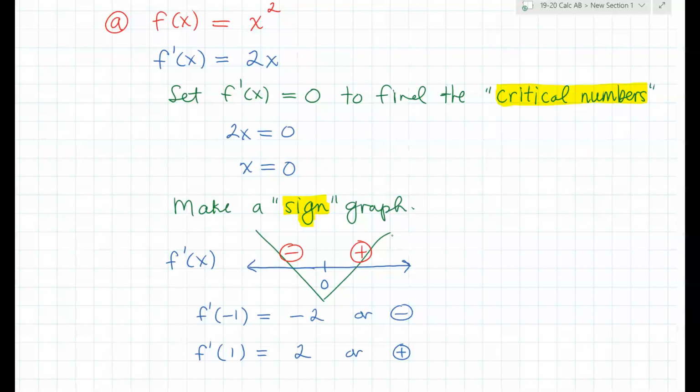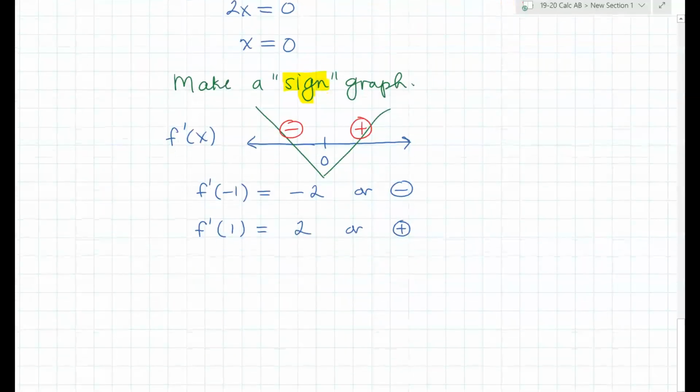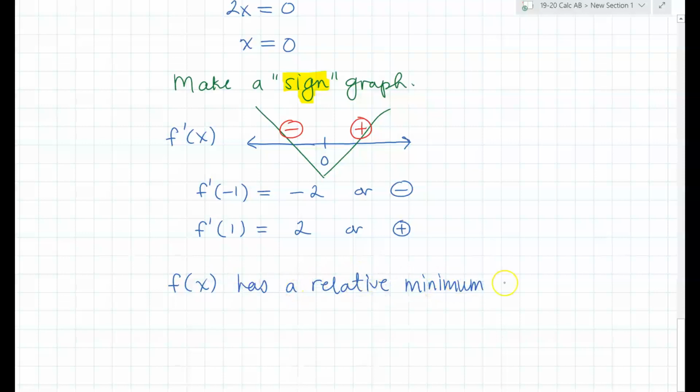Right? That's a relative minimum. So I'm going to write this out. I kind of did a little bit extra, but I just want to give you a little heads up on that. I can say f of x has a relative minimum at x equal to 0.